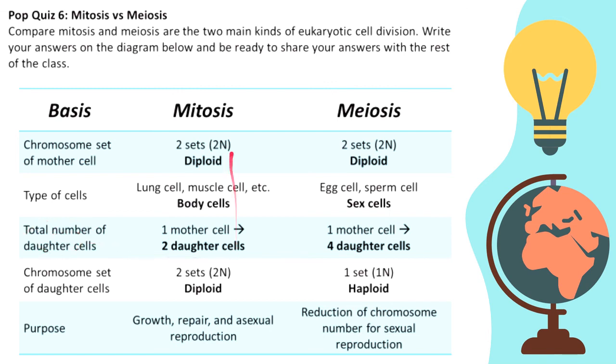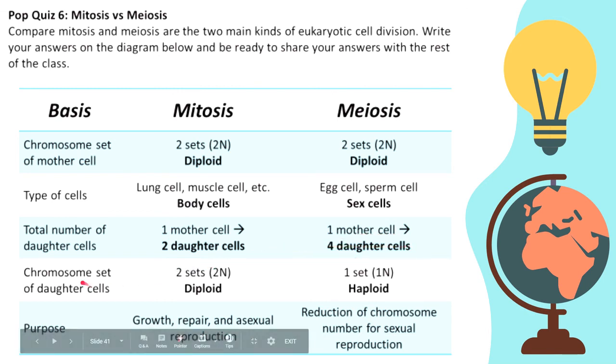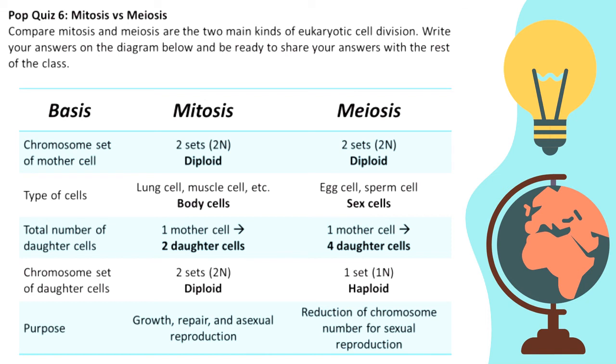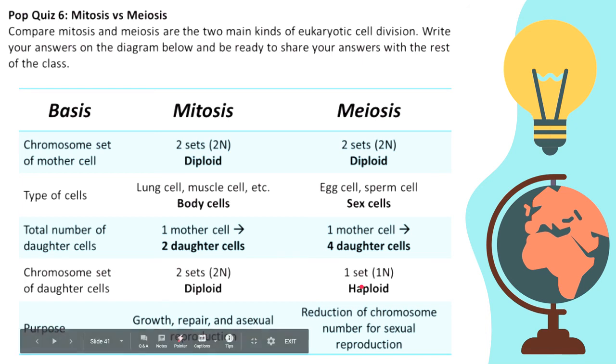Total number of daughter cells after mitosis, 2 daughter cells. After meiosis, 4 daughter cells. Chromosome set of the daughter cells in mitosis, diploid. They are just the same as their parent cell, while in meiosis, haploid. They just have half of the chromosome set. In terms of purpose, mitosis is used by cells for growth, repair, and asexual reproduction in some prokaryotes or in some organisms. While for meiosis, that includes the reduction of the chromosome number from diploid to haploid for sexual reproduction. So meiosis is for sexual reproduction.